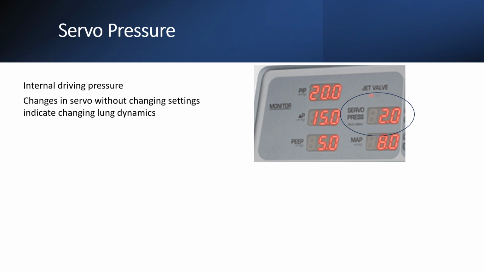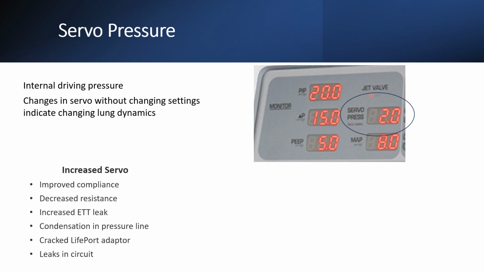Trending the servo measurement when no adjustments have been made to the settings can indicate changes in lung compliance and resistance. The jet ventilator will alarm high or low when there is a change of more than 20% above or below the baseline servo. An increase in servo pressures indicates that more flow is required to fill a space at the same peak inspiratory pressure. So, this means that for a given pressure, more volume is being delivered. This may mean that lung compliance is improving, or there is a leak in the system and gas is escaping.